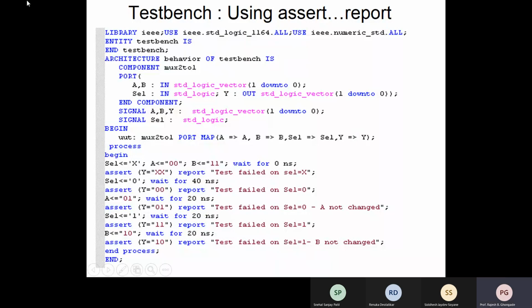So again, library IEEE, the same thing. Okay, behavior architecture for the test bench. Okay, then I'm calling the component here. Same thing, exactly the same thing.